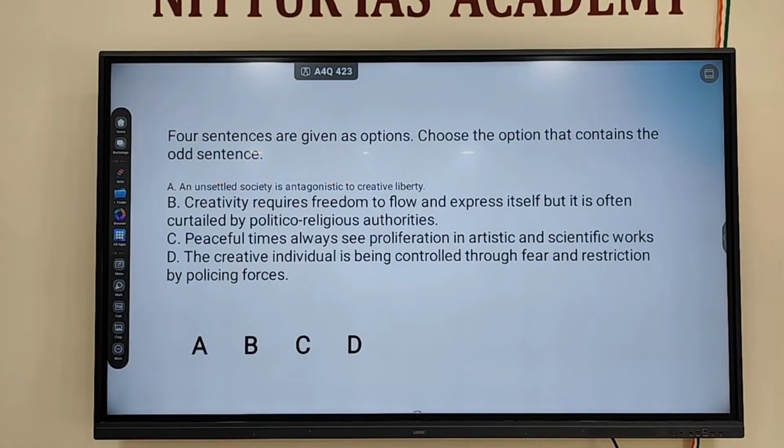An unsettled society is agnostic to creative liberty. Creativity requires freedom to flow and express itself, but it is also often curtailed by politico-religious authorities. Peaceful times always see proliferation in artistic and scientific works. The creative individual is being controlled through fear and restriction by policing forces. Option D. See option B.